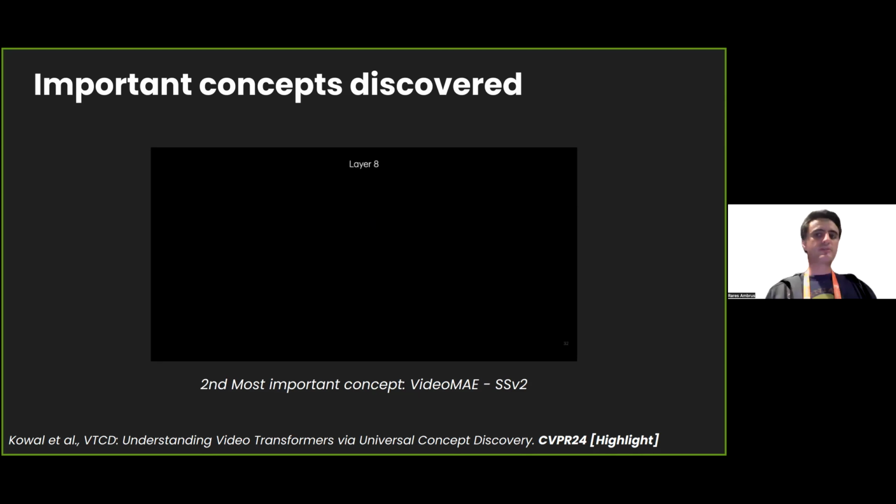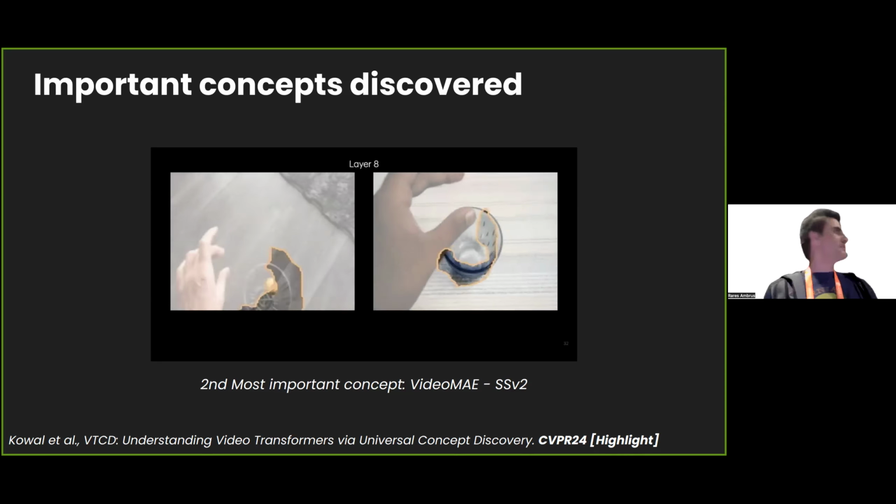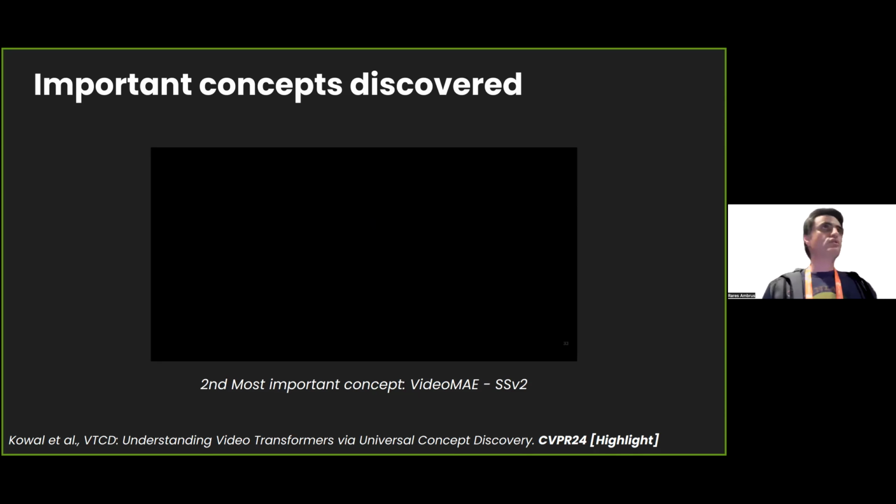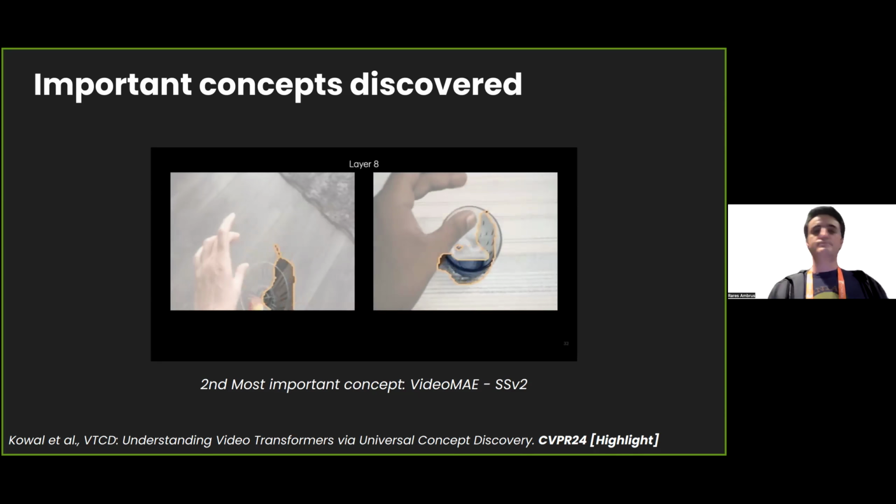The second most important concept for this model is at layer 8. It captures the container without the object. So you can see how they relate to what the model is trained to do.